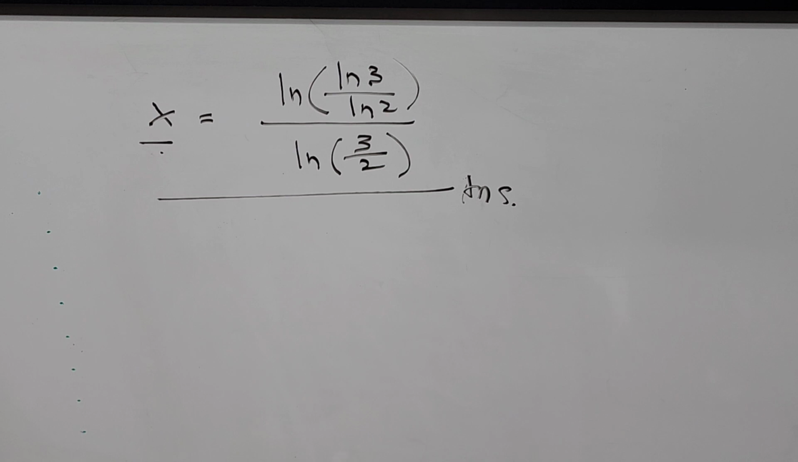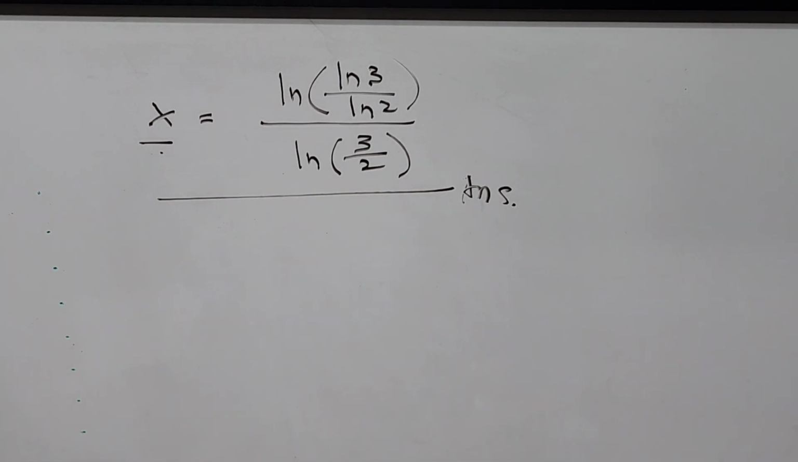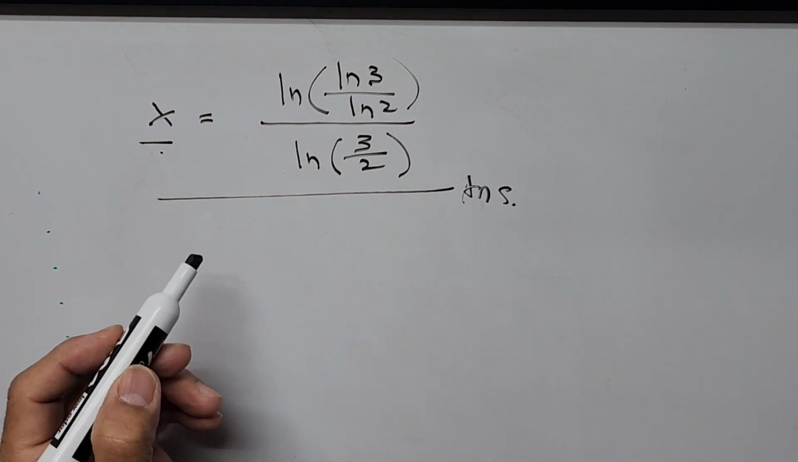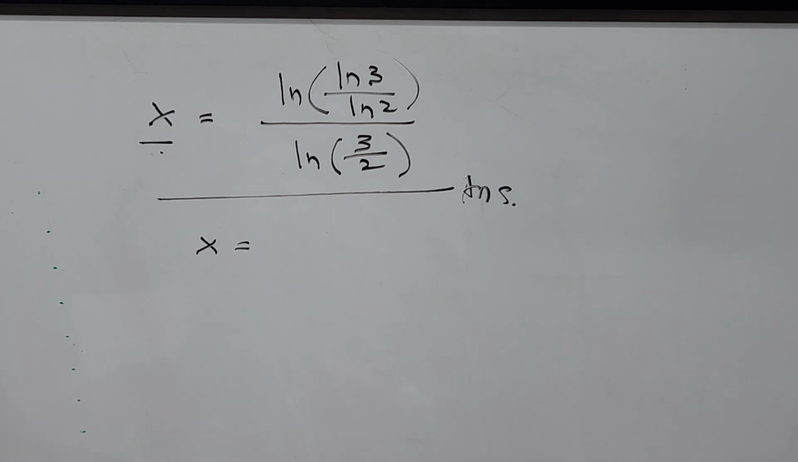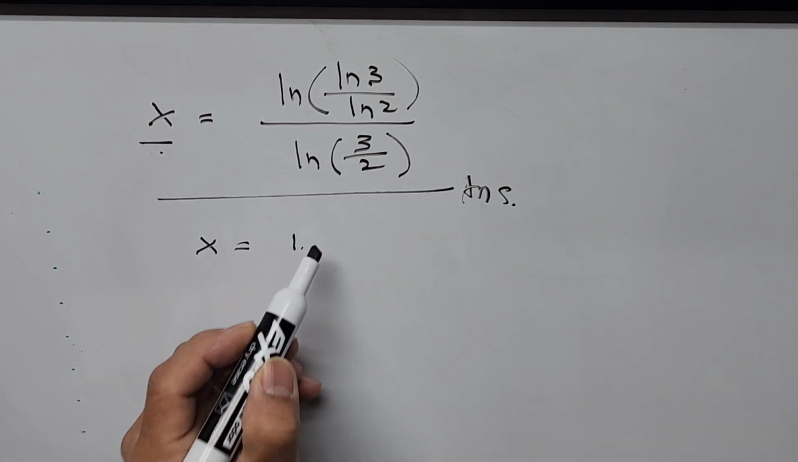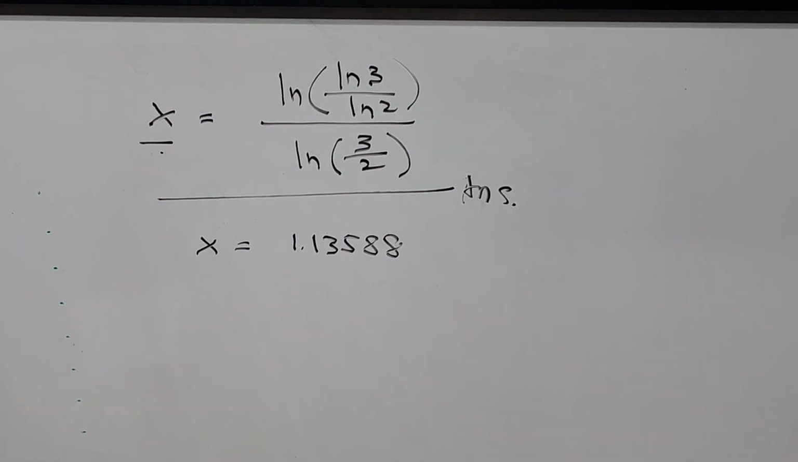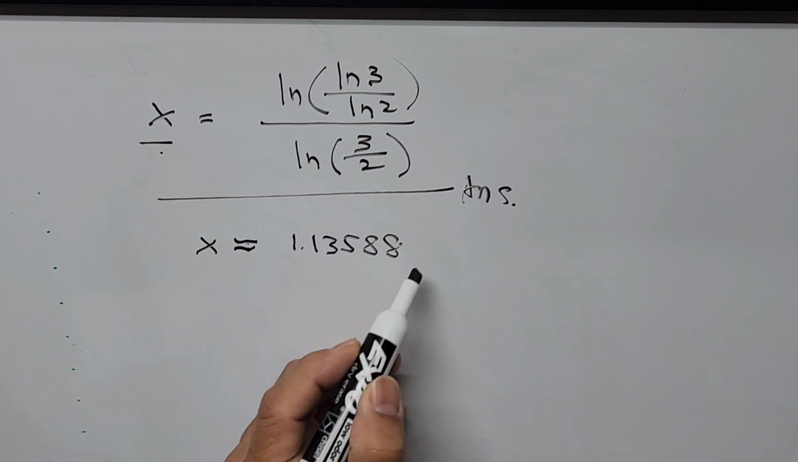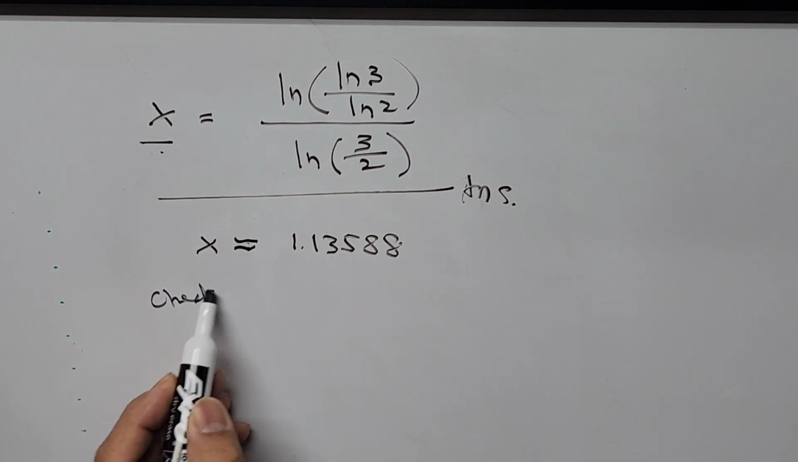Now, to check our answer, we substitute the value of x into the original equation. We need the numerical value of variable x so we can verify our answer. The numerical value of x in decimal form is 1.13588. This is just an approximate value since we rounded off the number. All right, so let's now check our answer.